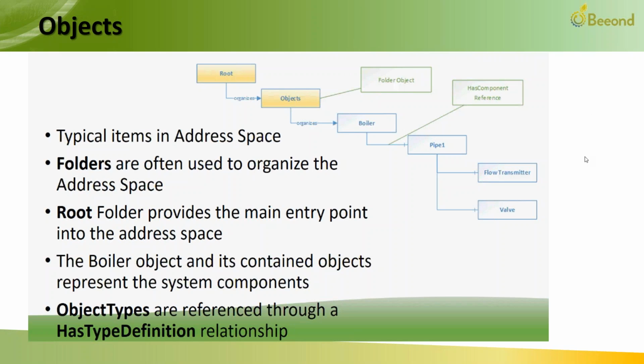There is a boiler example, another ubiquitous example among the OPC UA demos. And you can see that this boiler has components and variables, so the relationships among objects are defined by one key reference type, which is the HasTypeDefinition, and that defines the correlation between an object and its type definition, which is the object types of the previous slide.